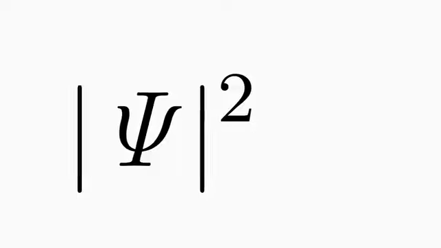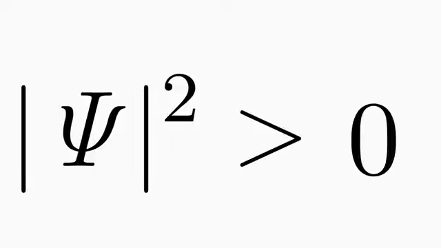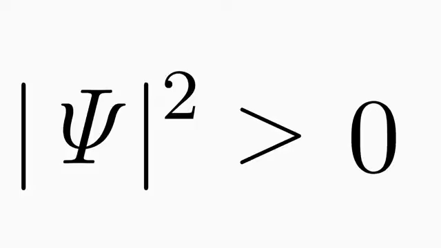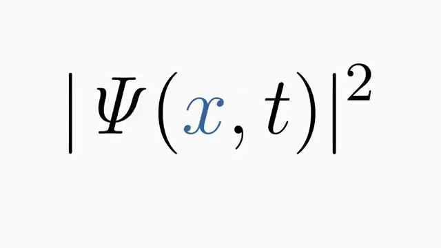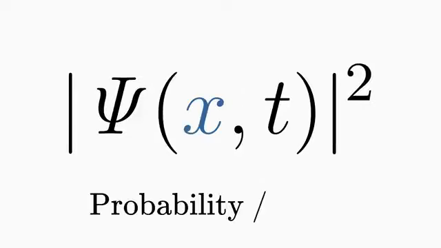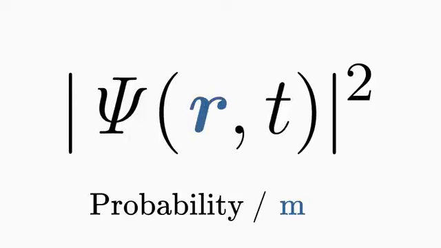In addition, the square of the magnitude is always positive, so there is no reason why it should not be interpreted as probability density. Because, as you know, probabilities are always positive, never negative. In the one-dimensional case, the square of the magnitude would then be a probability per length, and in the three-dimensional case, a probability per volume. Let's stay with the one-dimensional case.